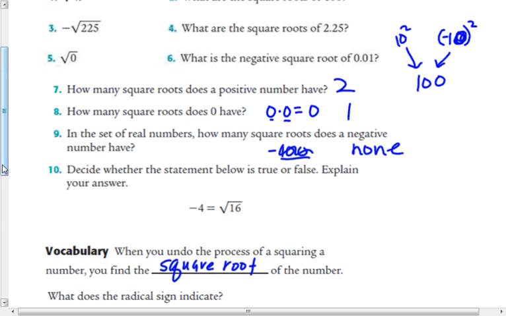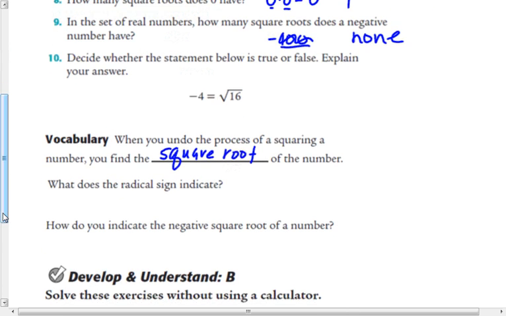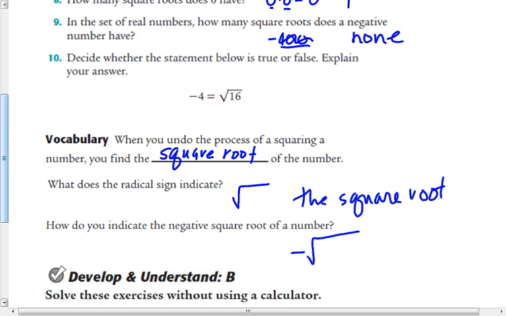Okay, and the radical sign indicates the number multiplied by itself that equals that, or the square root of that number. That's called the radical sign. So, square root, or the number multiplied by itself that equals that. How do you indicate the negative square root of a number? You use a negative sign in front of the square root symbol.